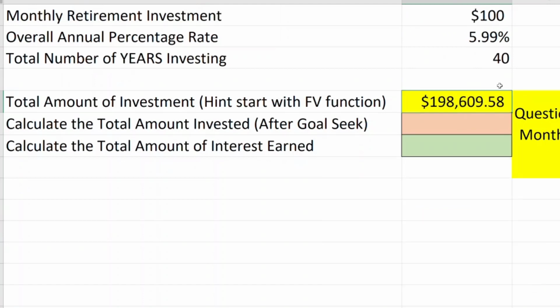Now, if you remember, we made 480 $100 payments, which means we basically invested $48,000. That's it. So of this 198,000, 48,000 is what we put in. The other 150 is that compounding interest. That's pretty amazing to think we made $150,000 on a $48,000 investment, but the interest compounded for 40 years.